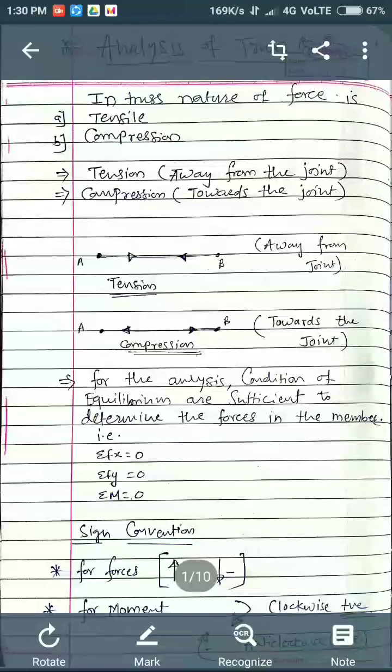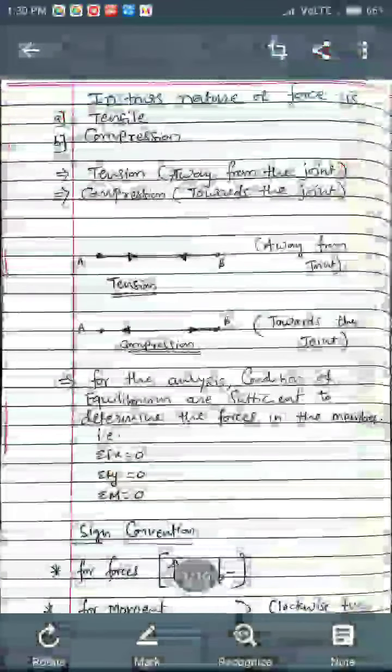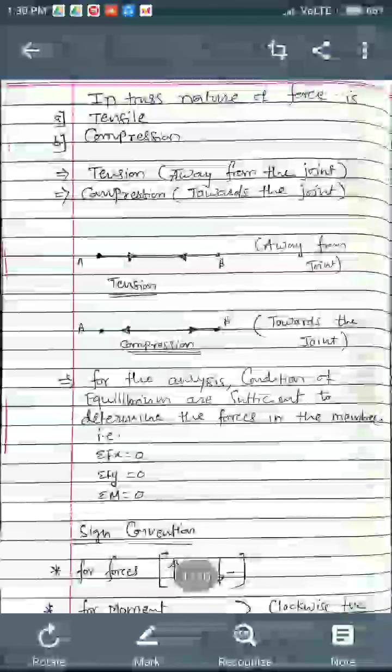Of force in the member, that is tension and compression. See, tension is when the force acts away from the joints, and the force acting towards the joints is called compression.